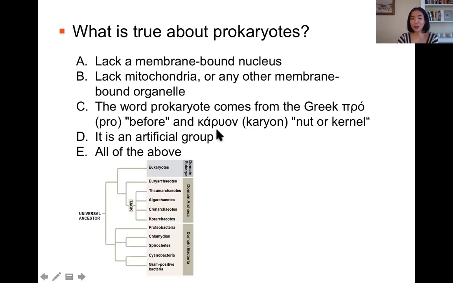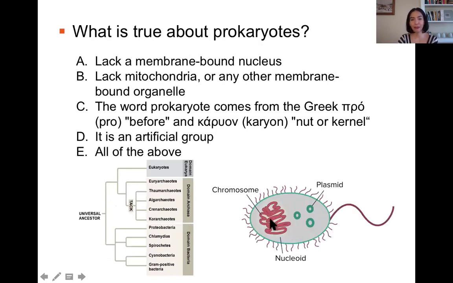Okay, it's super easy, right? It's all of the above. All of these features are something that characterize prokaryotes. And it's very important for you to understand that this is an artificial group because it's not monophyletic. And if you forgot about the circular chromosome and the lack of envelope, nuclear envelope, well, this is here.